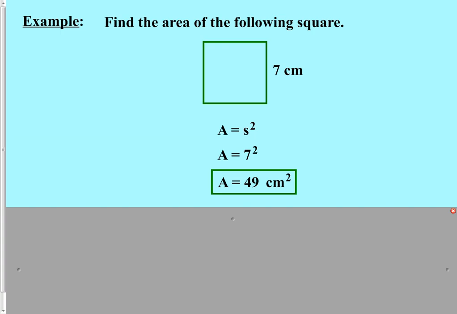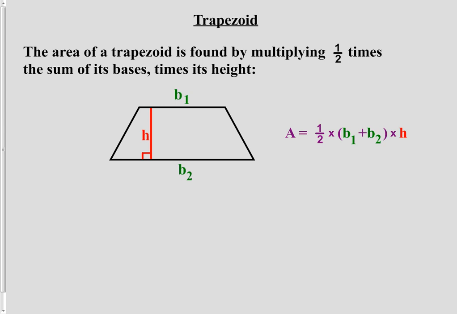Okay, enough of the parallelograms. Here's a formula that we probably ought to be familiar with as well. It is for our friend the trapezoid. Now remember, a trapezoid is a four-sided figure that only has one set of parallel sides. Its area is found by multiplying 1/2 times the sum of its bases times its height.